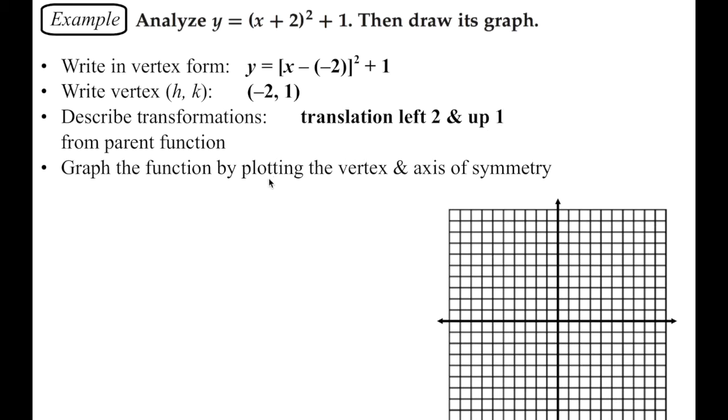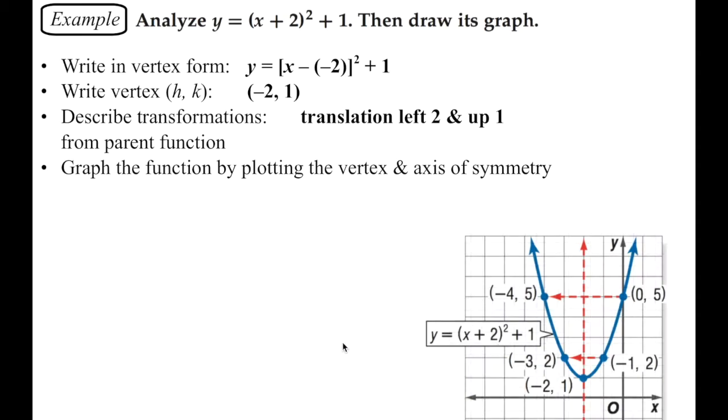So now we can graph the function by plotting the vertex that we know, and the axis of symmetry is x equals -2. And so I have a picture of that for you here on this slide. So feel free to pause this and draw that in.